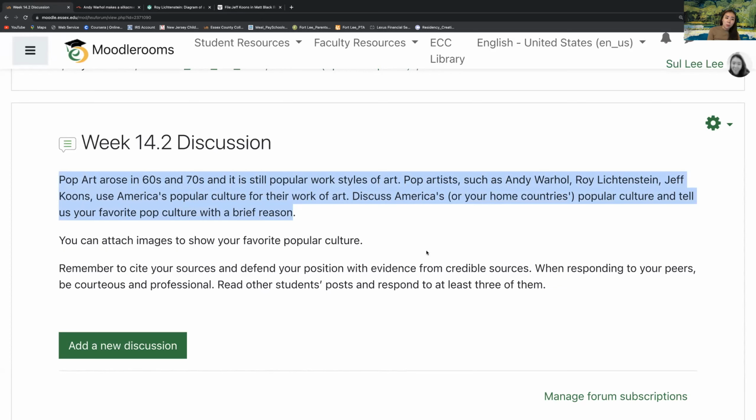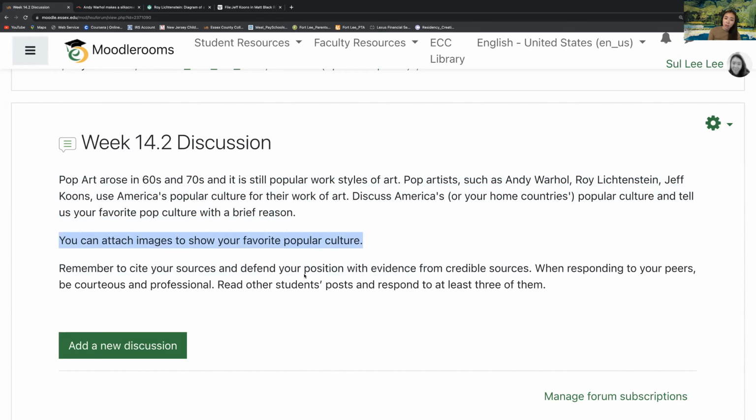Pop art arose in the 60s and 70s, and it is still a popular style of art. Pop artists such as Andy Warhol, Roy Lichtenstein, Jeff Koons, we just saw them, use America's popular culture for their work of art. Please discuss America's or your home country's popular culture and tell us your favorite pop culture with a brief reason. And if you need, please attach images to show your favorite popular cultures.